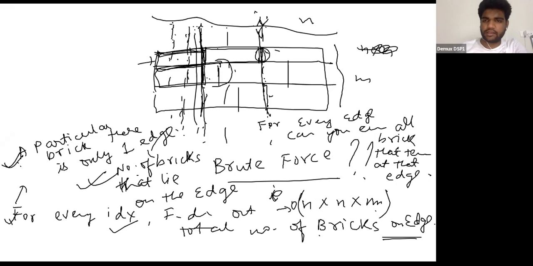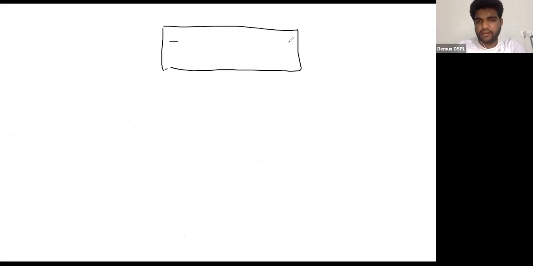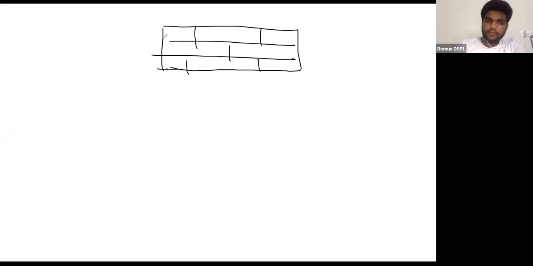So think about this. If you are getting confused, just think about the fact that when you are having a wall, for every index, what were you doing? You were going through all the bricks to find out which bricks were terminating at this index, right? So a particular brick was being visited n times if there are n indices. But why do you want to visit it n times?